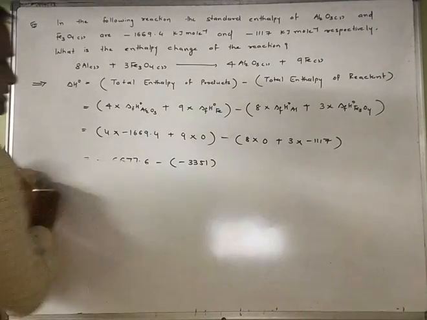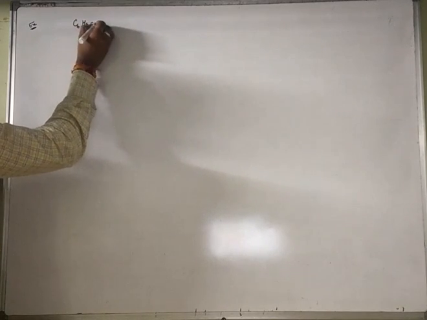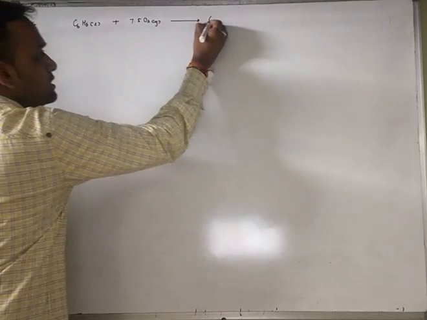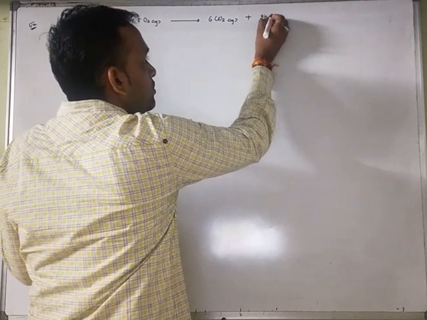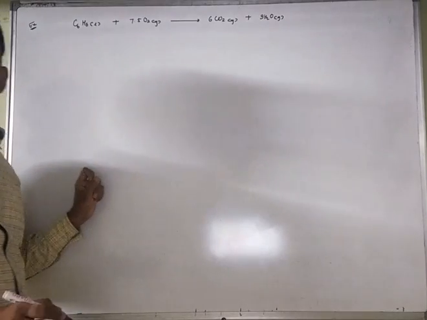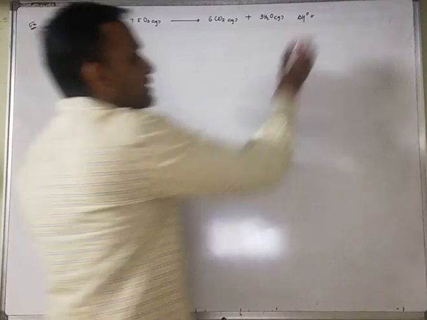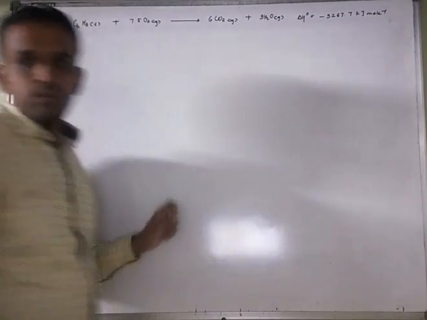Okay, chalo. Now let us see the next example. यहां पे दिया हुआ है C6H6 liquid plus 7.5 O2 gas gives 6 CO2 gas plus 3 H2O liquid, and the change in enthalpy delta H0 is minus 3267.7 kilojoule per mole, right.